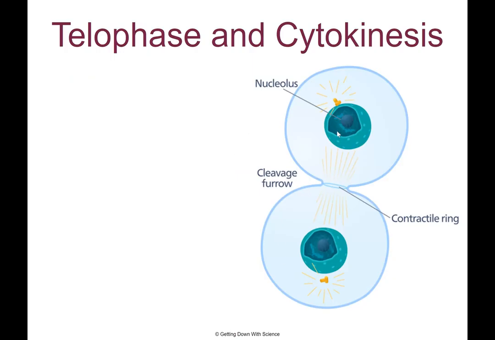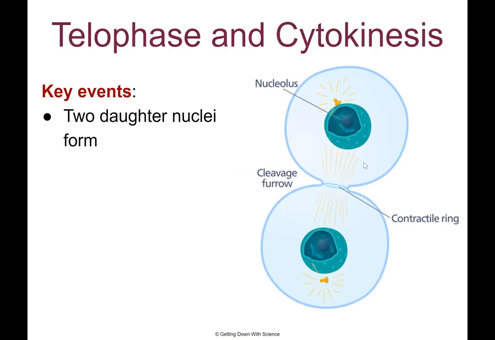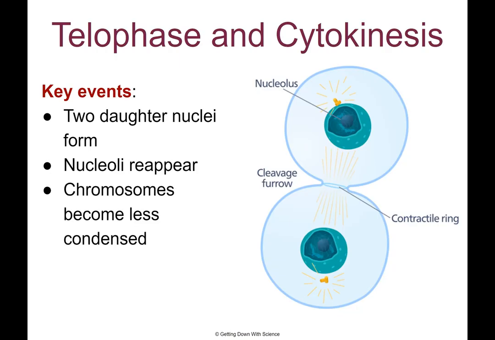Okay, so we've pulled a set of chromosomes to each end so they both match. So we have 2 daughter nuclei. So we're going to reform the nuclei with a set of chromosomes in each. The nucleoli, the one that makes the ribosomal RNA, is going to reappear. The chromosomes are going to kind of relax out. They're going to be less condensed.